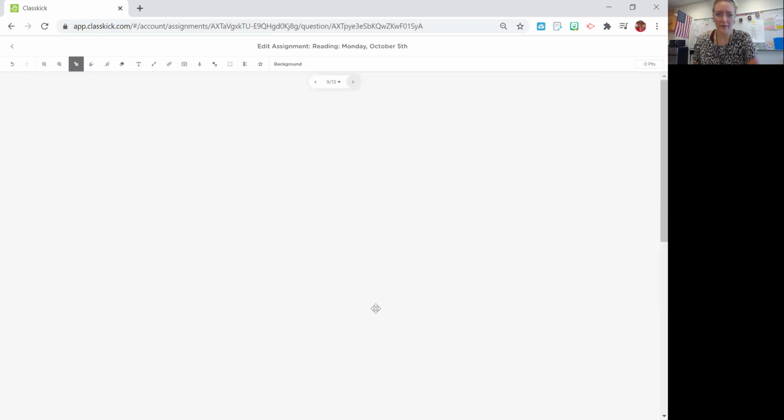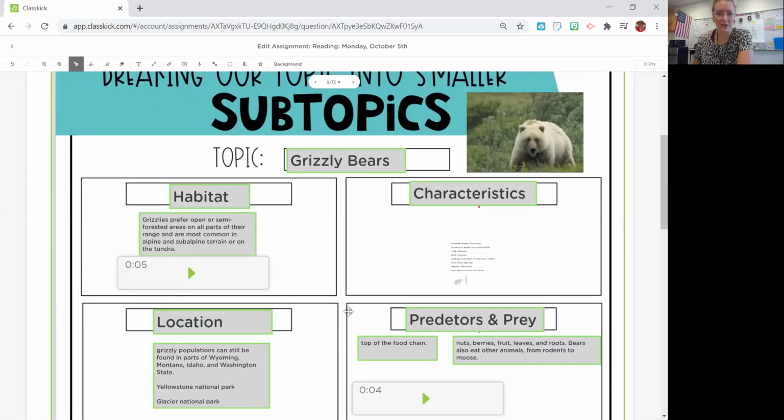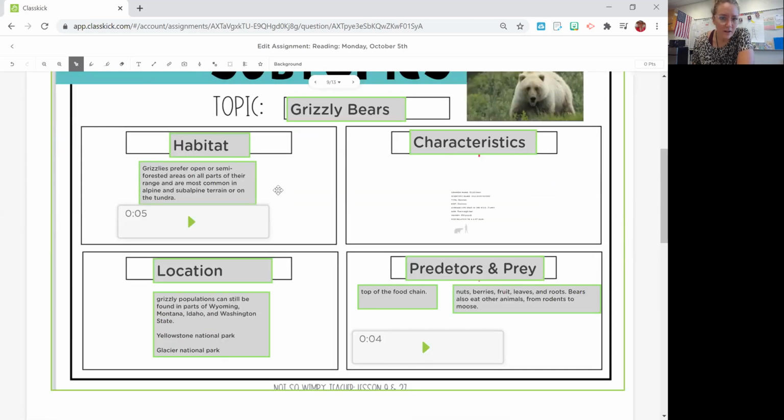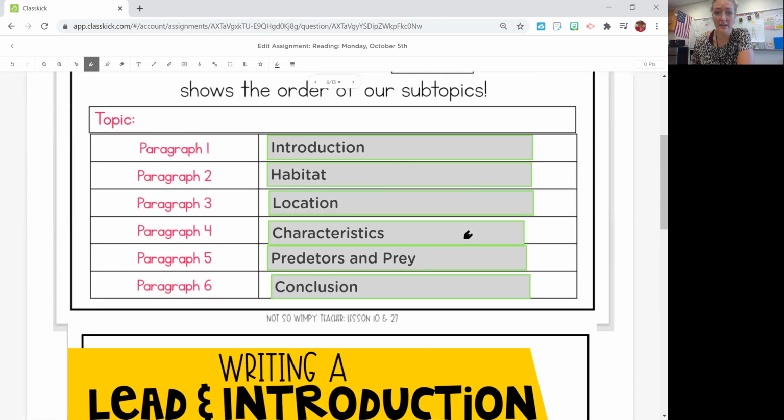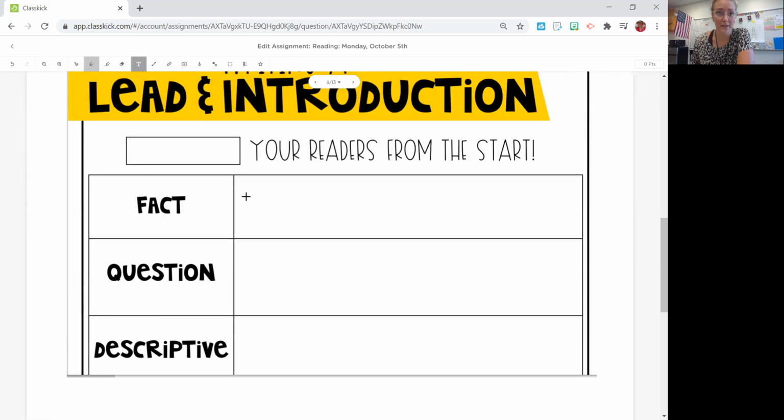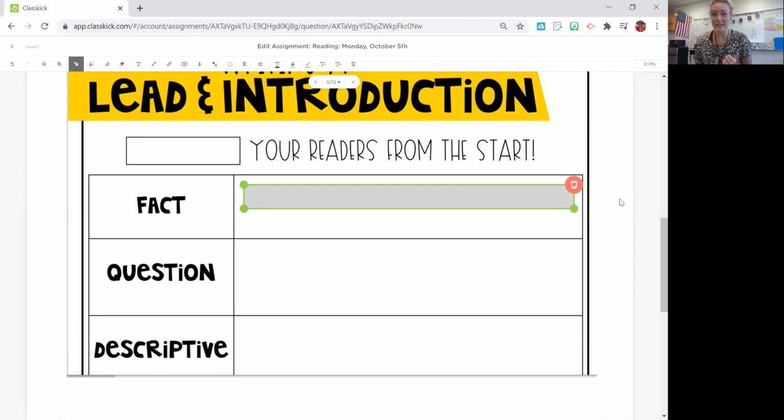So I can look back on my research page and try to see what's the most interesting fact. I really like this one right here, that they're the top of the food chain. That means that nothing else tries to hunt or eat them. So that's what I'm going to use for my fact. Now I need to put it in a complete sentence and introduce my topic. So my topic is grizzly bears. So I'll write this in a complete sentence.